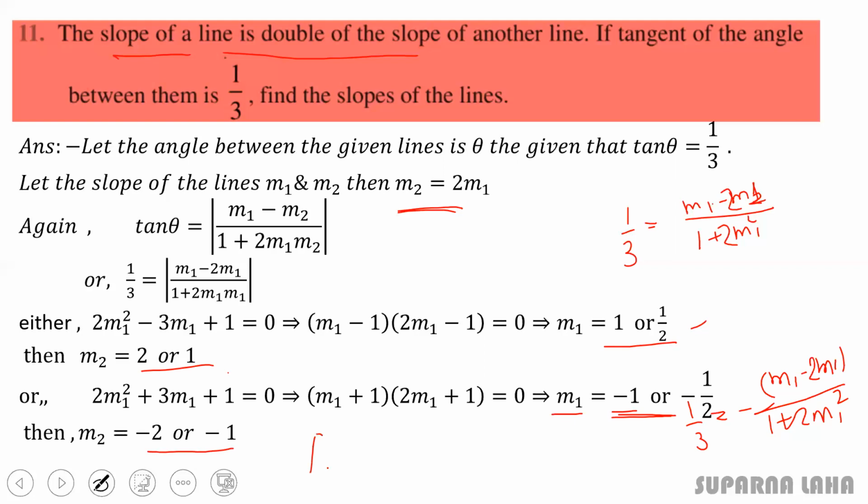So write down the answer. Since there is no space, I have not written this. So write down the answer, that is the slopes of the lines are either this one or this one.